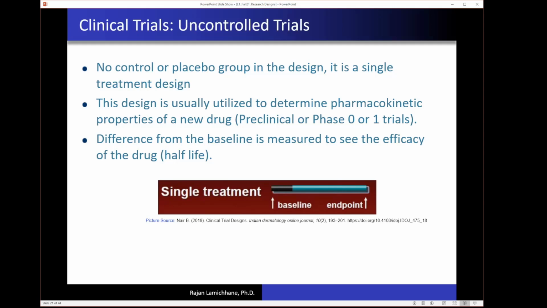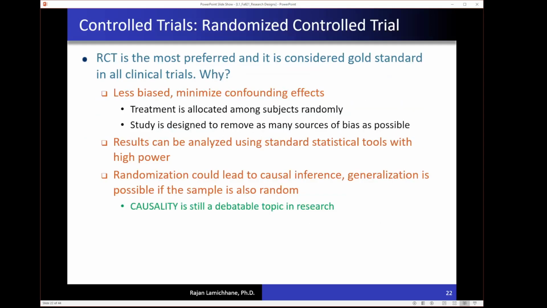So the take-home point for this one is that in uncontrolled clinical trials, there is no control or placebo group. We just want to see the difference between endpoint and baseline. Another very popular design is the randomized control trial, which is the most preferred and is considered the gold standard for all clinical trials, because we randomly allocate the treatment to different individuals. This randomization could be single blind or double blind, or sometimes triple blind. Because of this randomization, it is less biased, and it minimizes the confounding effect. It minimizes the subject effect.